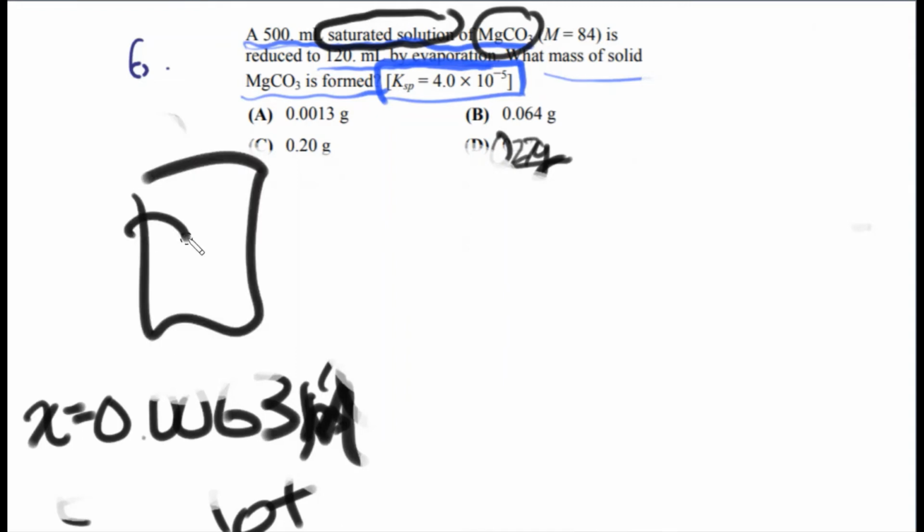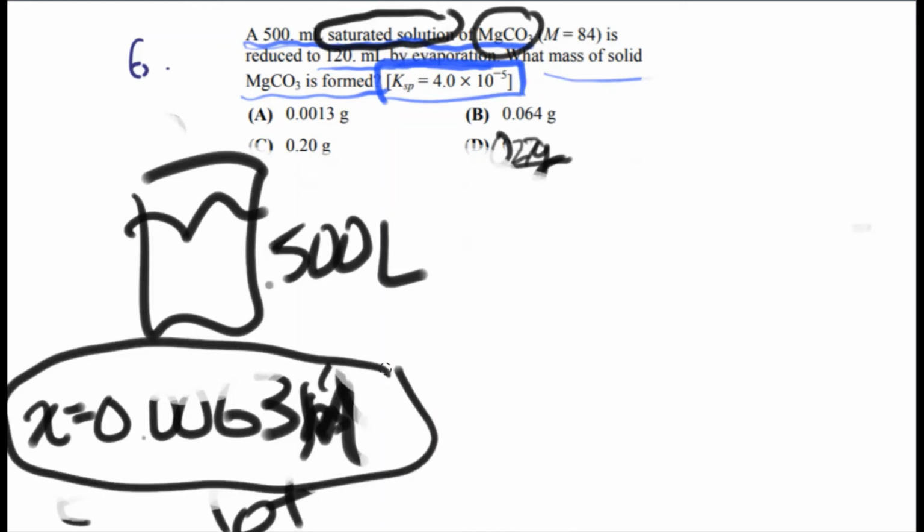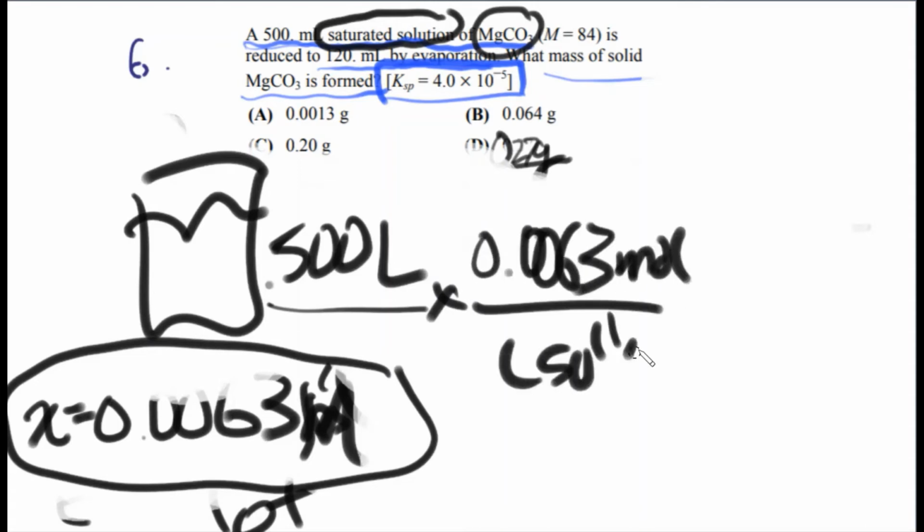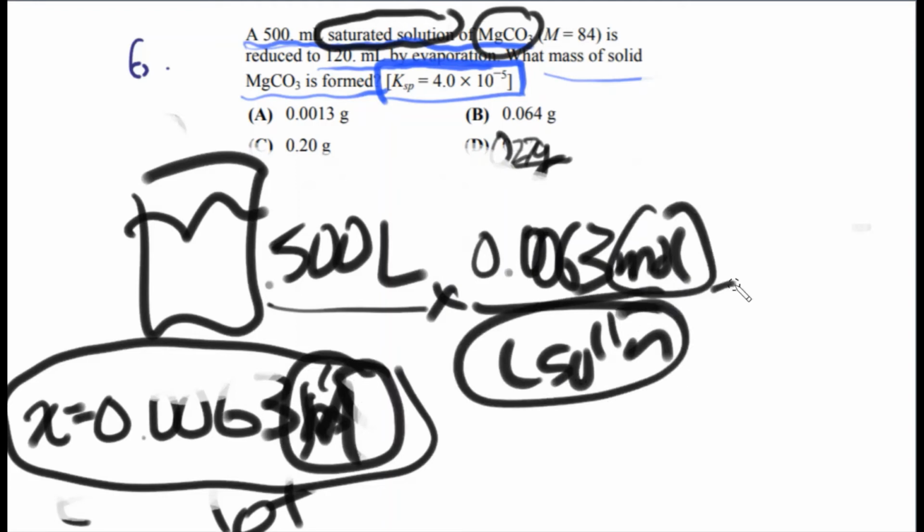So over here, 500 mLs is also 0.500 liters. Now we need to figure out how much salt is in 500 mLs, or 0.5 liters of solution. Well, we know the molarity of a saturated solution, and we know the volume of the saturated solution, so just multiply this by 0.0063 moles per liter of solution. Remember, molar is moles per liter of solution. So that's what I did there.